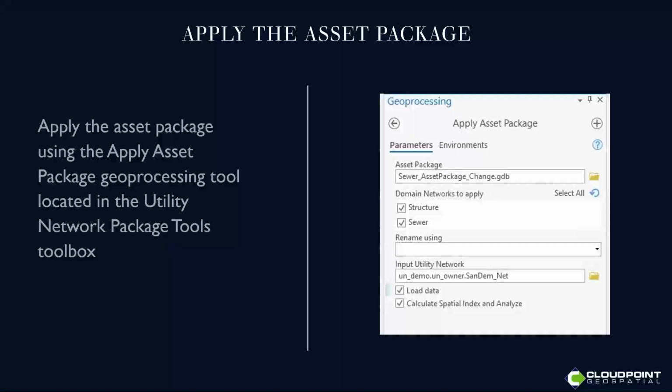Next, you're ready to apply the asset package using the apply asset package geoprocessing tool located in the utility network package tools. For the asset package parameter, you're going to navigate to your asset package. Make sure that the structure and sewer networks are checked. And then for the input utility network, you're going to navigate to your dataset and select your network and make sure that load data and calculate spatial index and analyze are checked.